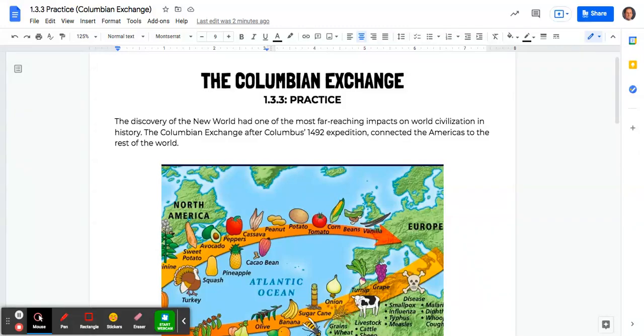Hey everyone, this is just meant to be a short little intro to your 1.3.3 practice called the Columbian Exchange. So the directions say, the discovery of the New World had one of the most far-reaching impacts on world civilization in history. The Columbian Exchange, after Columbus's 1492 expedition, connected the Americas to the rest of the world.